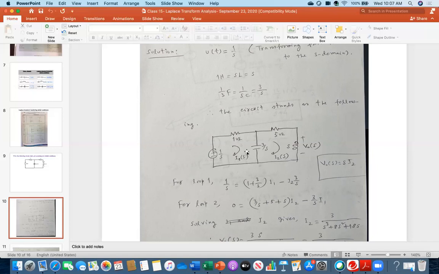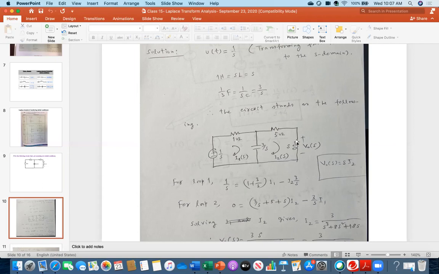So therefore, I just wrote down the equation for loop 1. This is the source. If I am going in the clockwise direction, it is 1 over s plus 1 over s multiplied by I1. But this is also clockwise, I have assumed, but it is going from here to here. So this is minus I2 into 3 over s.